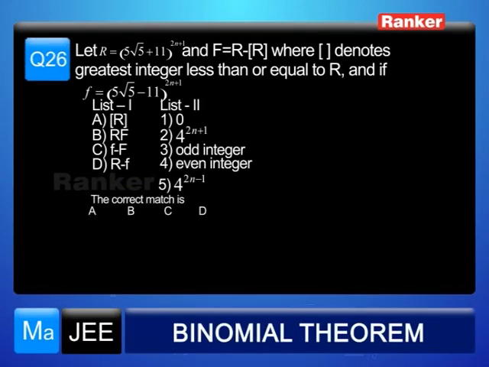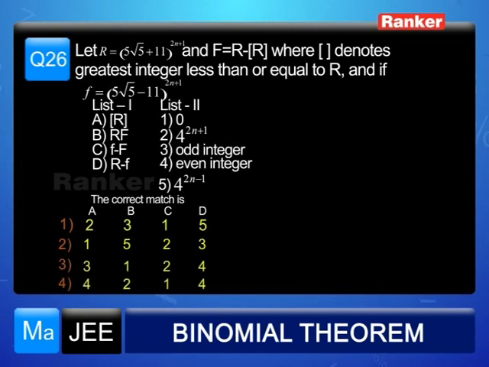So let's move to the next question. Let R be equal to (5 root 5 plus 11) raised to the power 2n plus 1, and f is R minus [R], that's the fractional part of R, where the bracket denotes the greatest integer less than or equal to R, and if small f is equal to (5 root 5 minus 11) raised to the power 2n plus 1, then we have 2 lists which we have to match.